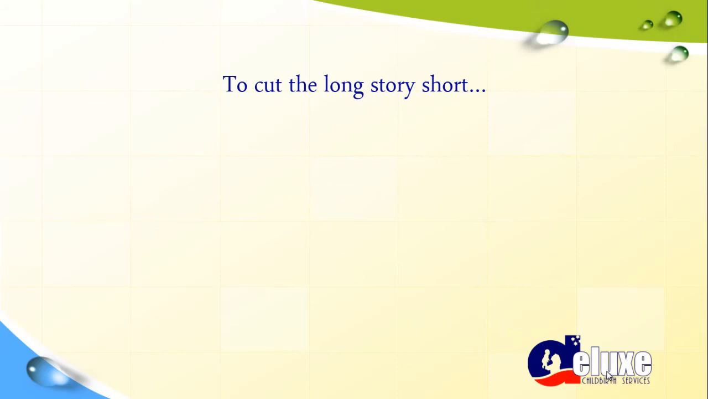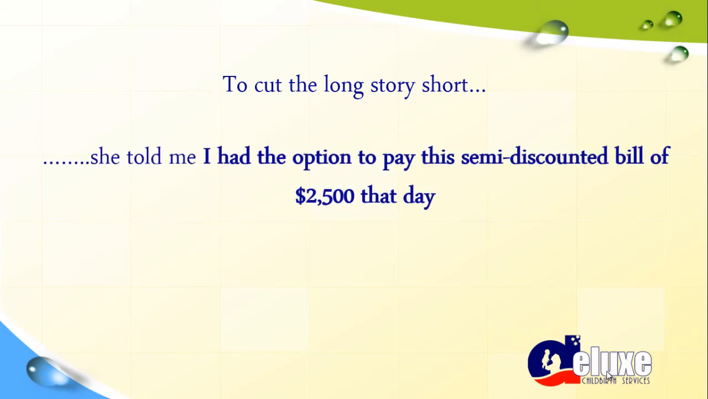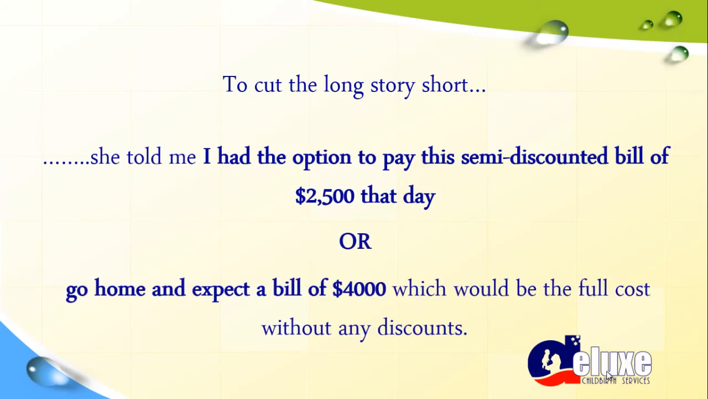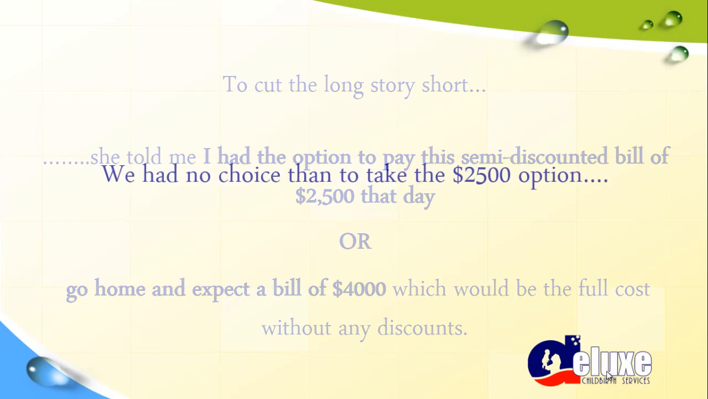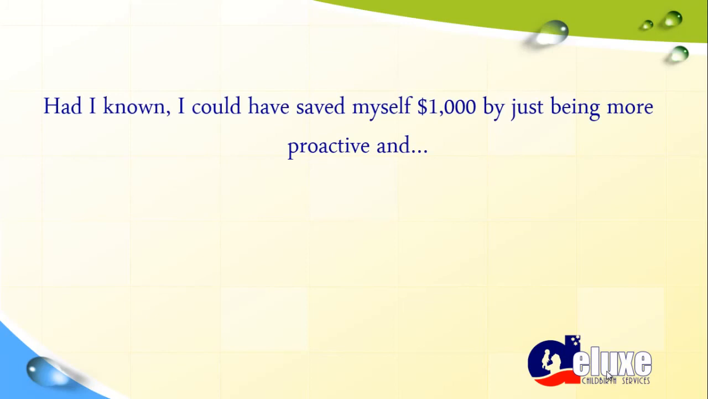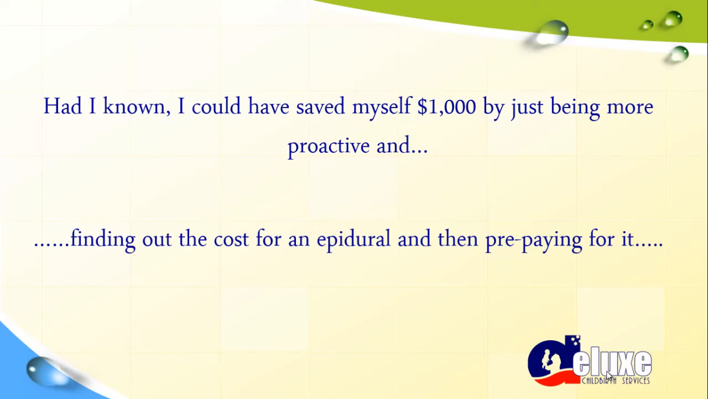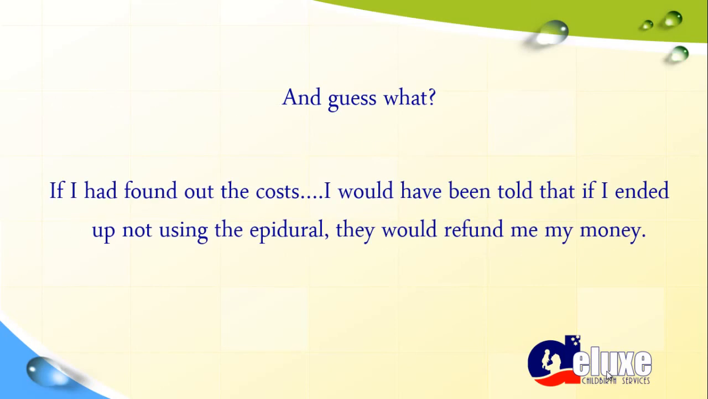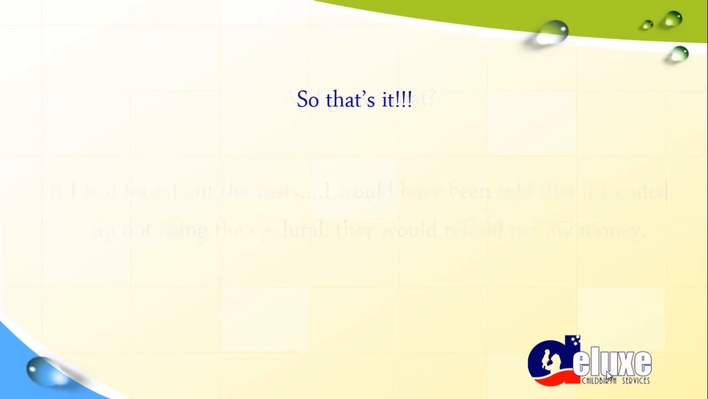To cut the long story short, she gave us 2 options. Pay immediately and pay 2.5, or you go home and you get a bill of $4,000. Of course, we had no choice. We had to pay the $2,500. Had I known, I would have saved myself $1,000 by just being more proactive, finding out the cost for an epidural and then preparing for it. And guess what? If I had done this, I would have found out that if I didn't end up using the epidural, they would refund me my money.